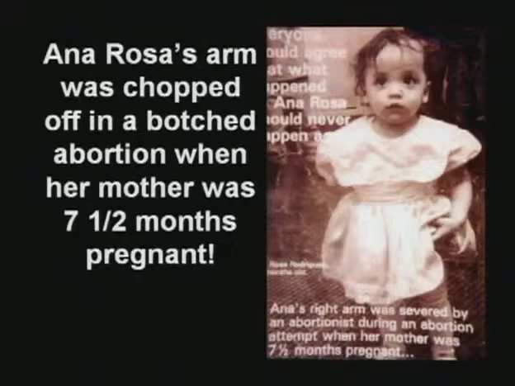Anna Rosa had her arm chopped off in a botched abortion. She was born anyway. They thought they killed her. Everybody says, oh, that's terrible. What if they would have cut her head off instead? We never would have heard about Anna Rosa.